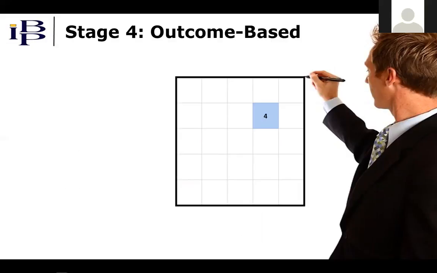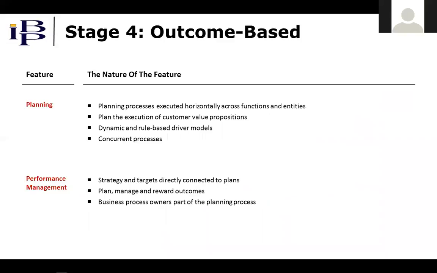So stage 4 is what we call an outcome-based planning process. What's different about this process compared to the other one is that it is executed horizontally across functions and entities. You can plan the execution of customer value propositions. You have more dynamic and rule-based driver models and even more concurrent processes. From a performance measurement perspective, strategy and targets are directly connected to plans. You can plan, manage, and reward outcomes. And business process owners become part of the planning process.